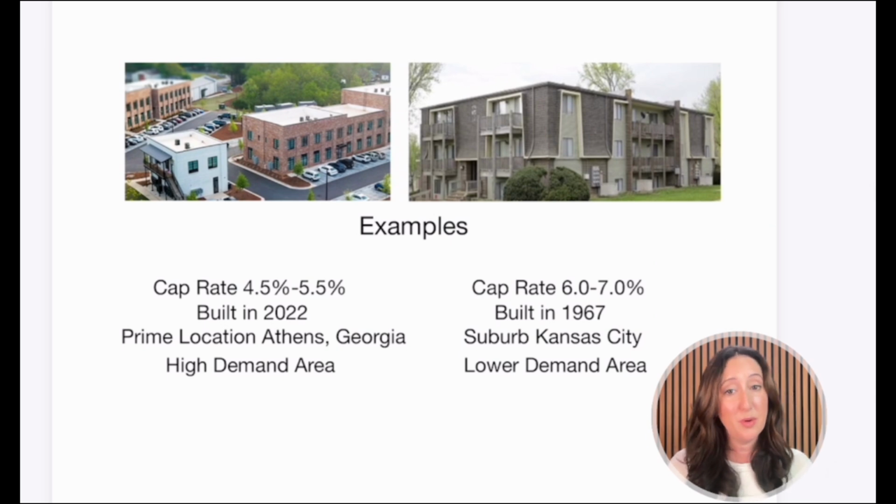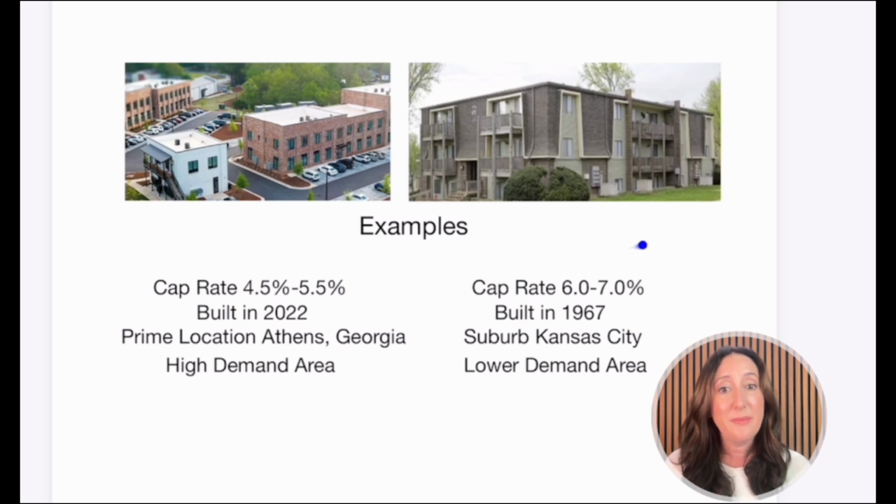I actually have ownership in both of these properties. This is a property in Athens, Georgia. It's very close to the university in a high demand area, built in 2022. The cap rate is between 4.5 and 5.5%. High demand areas tend to yield lower cap rates.